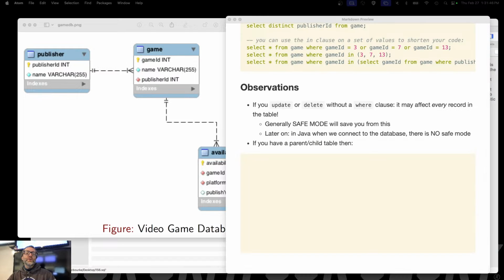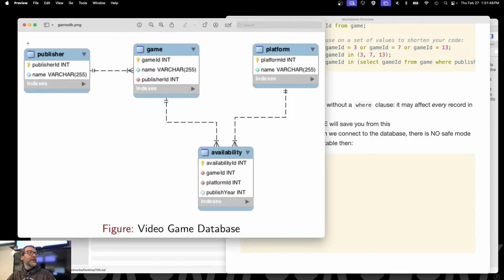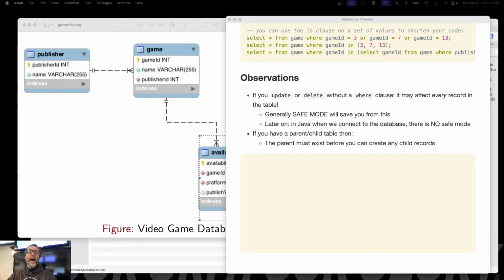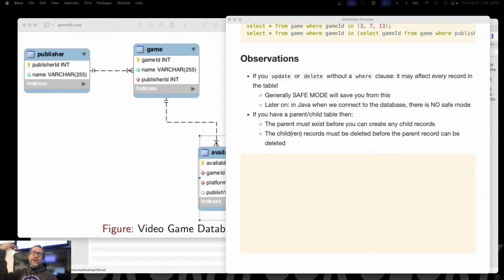If you have a parent-child table, now remember, a parent-child relationship is a one-to-many relationship. So here's the publisher table. It's a parent. The game is a child. The availability is another child. So you actually have grandparent, parent, and then grandchild there if you want to look at it that way. But the parent must exist before you can have any child records. So insertion order matters, right? The child record must be deleted before the parent record can be deleted. So you need to go in the reverse order if you're deleting stuff.